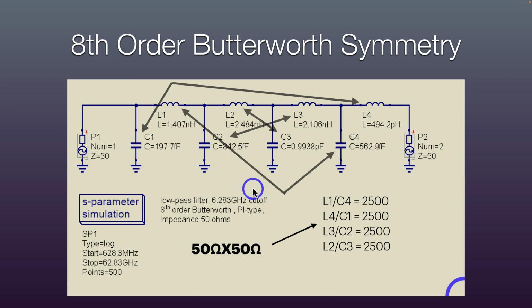Now if we go to a Butterworth filter, it has beautiful symmetry in that if you take the first L and the last C and divide those, you get 2500. If you take the last L and the first C, you get 2500, and so on, working your way into the middle. This is 50 ohms times 50 ohms equal to 2500, so that's where these numbers are coming from.